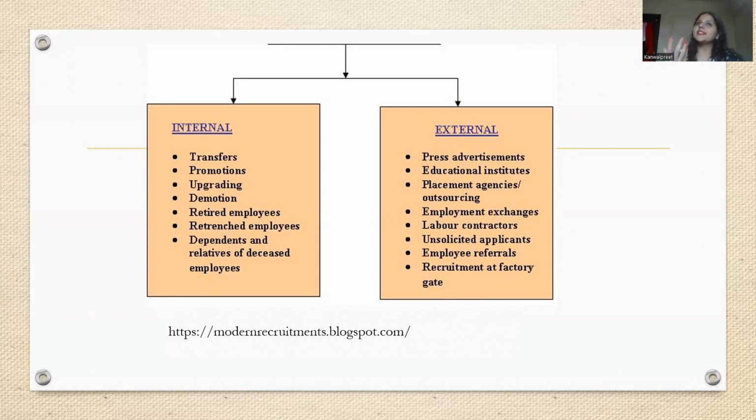Retired employees, yes, you can see. If you saw my last video, UGC has also taken out a fellowship for superannuated employees. Why? Because we are trying to develop them. We have so much good talent, and we can call them anytime. Retrenched employees are those whom, because of certain problems, or maybe our unit was shut down, we had to eliminate. So we can always call them back. Then dependents and relatives of deceased employees. So this is internal, within. Now, external is everything outside the organization.